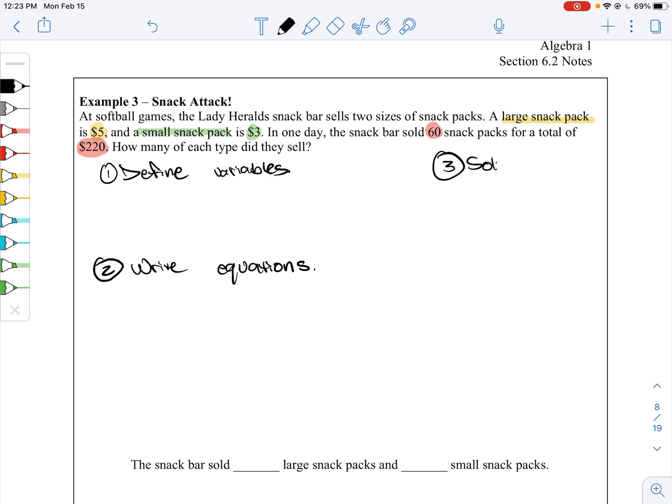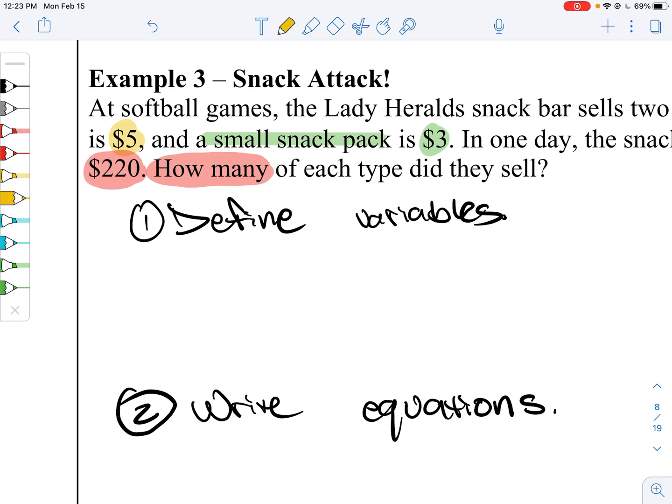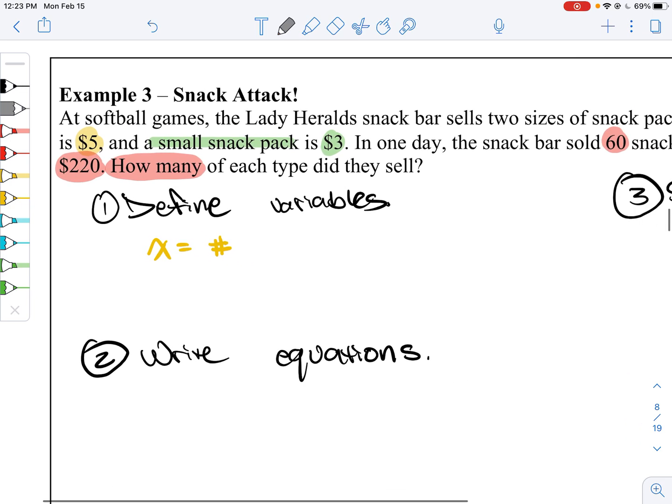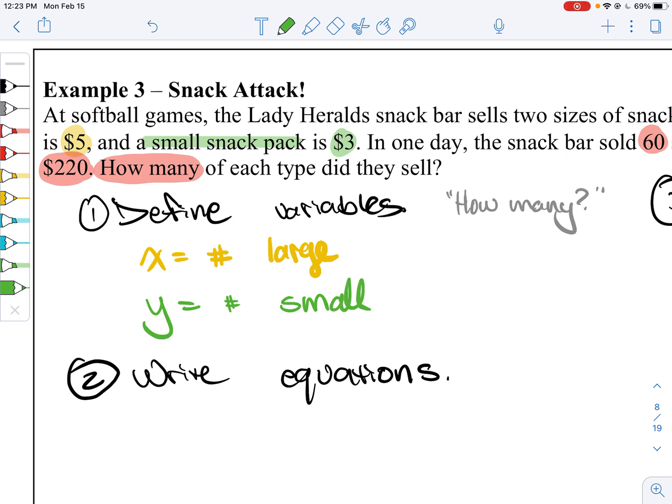Okay, so the question asks how many of each type did they sell? So we're looking for an equation, or actually two, that tells us how many of each type. So that's what our variables should represent. Let's let x, since that's the order they give us, we have large first, answer how many. So x is going to answer how many large snack packs we sold, and y is going to answer how many small snack packs we sold.